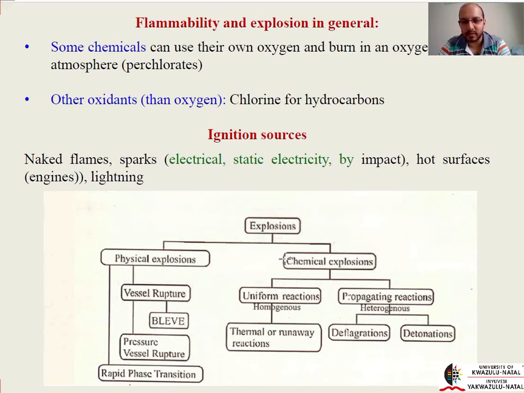Okay, your chemical explosions, either you can have uniform reactions or propagating reactions. Now uniform reactions, they are homogeneous, so thermal or runaway reactions can lead to an explosion, so things like polymerization. And then you have your propagating reactions, such as your deflagrations and detonation.